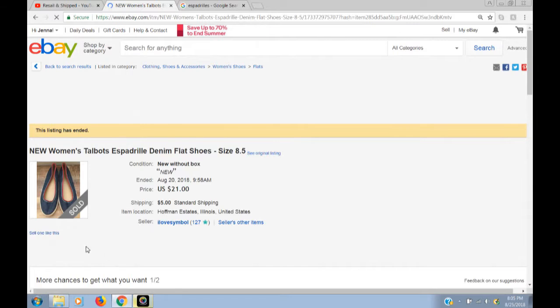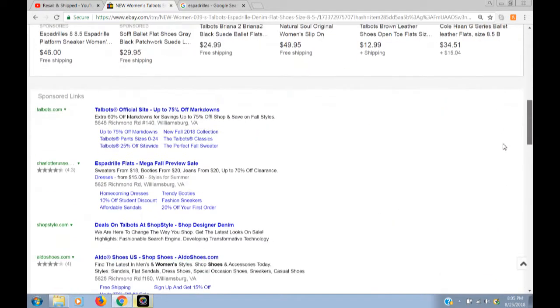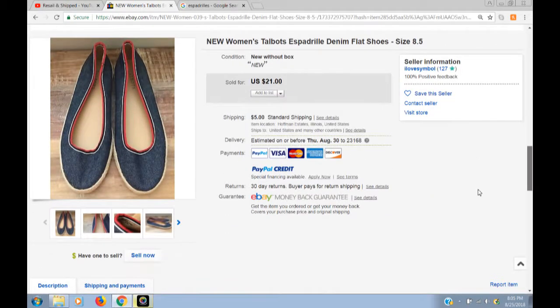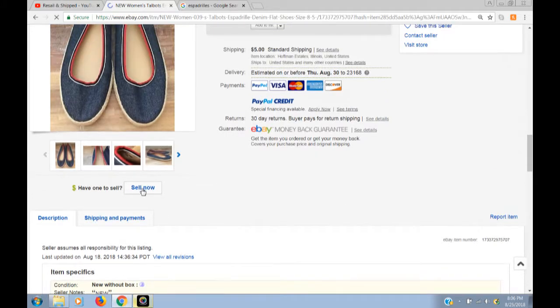So even though these were new, I'm going to do pretty much the same thing as this one to start with, which is I'll do $20 and $5 shipping, or the way I'm doing my new listings, let's just say we'll say $24 with free shipping for these. And you have one to sell, and then you press sell now.